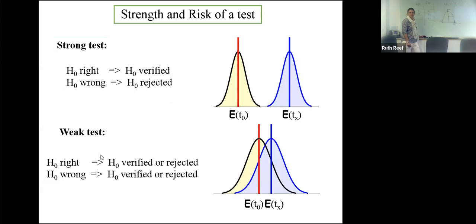Or I can have a weak test where my two distributions are actually quite overlapping. I can't really tease apart the two populations. If this was the population of the weights of a hippo and the weights of an elephant, give me a number, any number, 5.9 tons. Okay, it must be an elephant, right? If this were the hippos and the elephants, give me a number, any number. Ooh, I don't know if it's an elephant or a hippo. Okay? So I have a weak test here. I'm finding it very hard to say whether the null hypothesis is right or wrong. Okay, I don't know if it's verified or rejected.